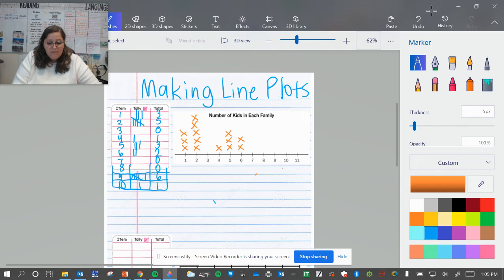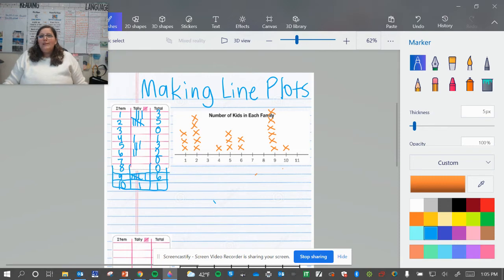None. No X's. 8 kids? None. No X's. 9 kids? 6. So again, I'm going to go 1, 2, 3, 4, 5. At this point, I should be even with that. And then one more makes 6. How many families had 10 kids? 1. Okay. You just made a line plot.